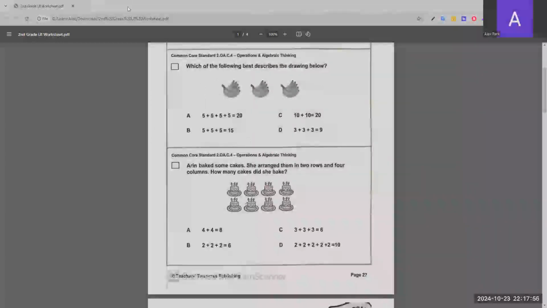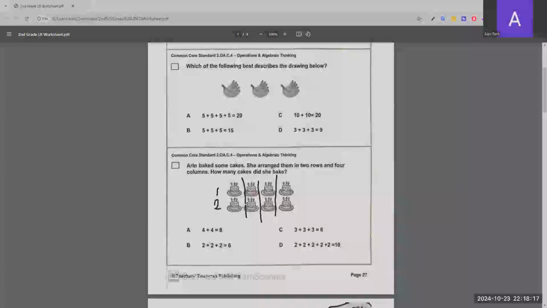Okay, number 3. Erin baked some cakes. She arranged them in 2 rows and 4 columns. How many cakes did she bake? So the 2 rows are these two, and the 4 columns are divided up like this, with 2 cakes in each column.